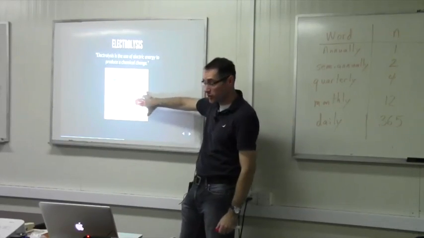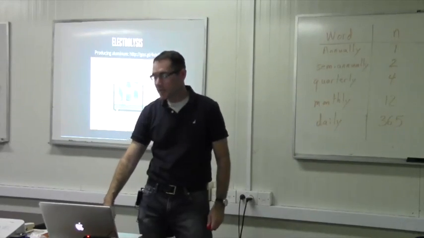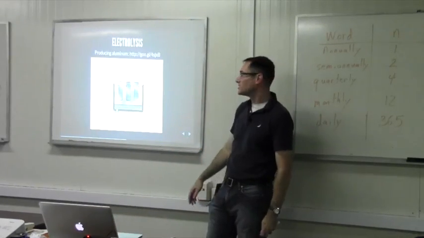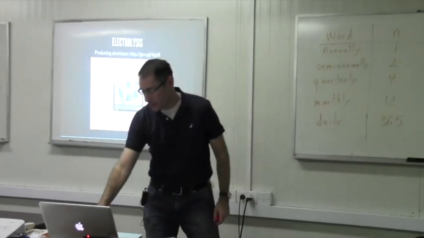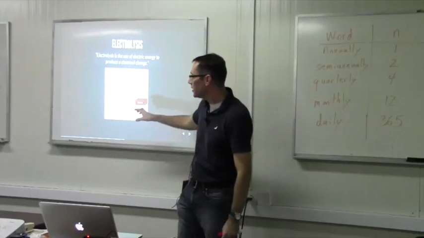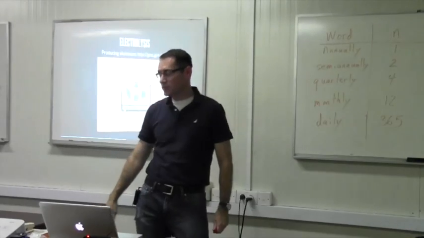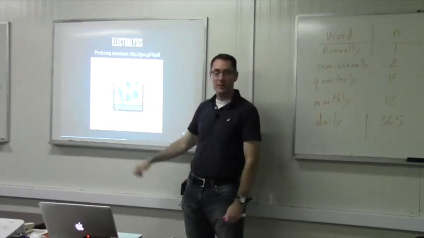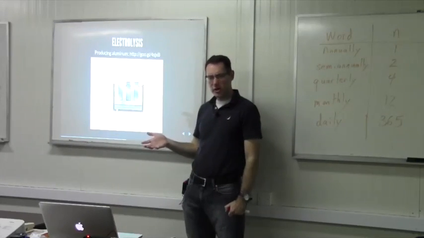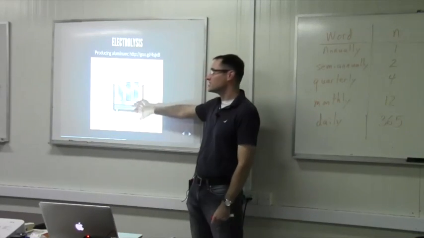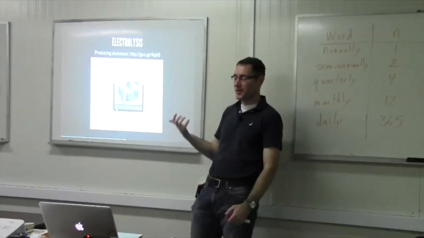I'm going to show you two videos. One is electrolysis for producing hydrogen and oxygen, which is kind of cool. The other is electrolysis to produce aluminum. Aluminum is actually pretty hard to produce. It takes a lot of electricity because they use electrolysis, and they do it in giant plants.